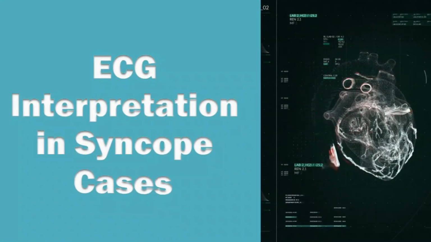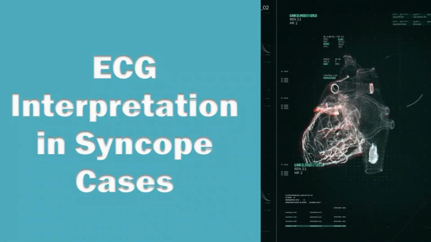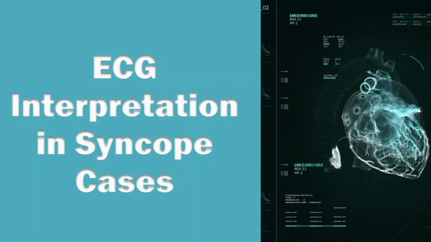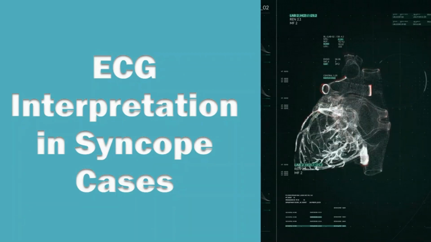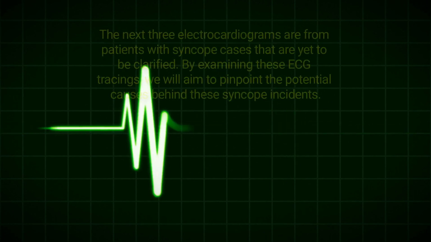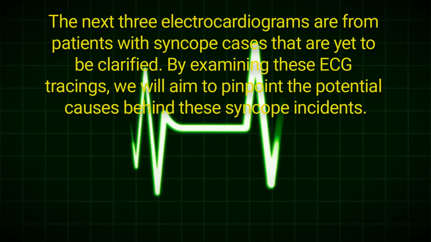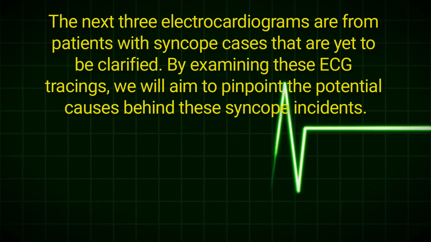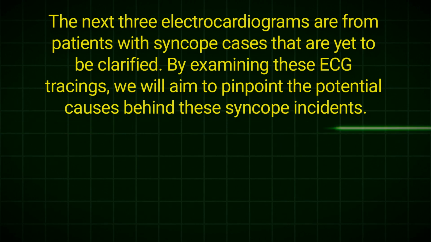Hello and welcome everyone. In today's video, we're focusing on a topic that sits at the intersection of cardiology and neurology, often shrouded in mystery: syncope. One of the most critical tools in our diagnostic arsenal for syncope is the electrocardiogram. In this video, we have 3 intriguing cases lined up, each presenting a unique ECG tracing from patients with unexplained syncope. Together, we will analyze these tracings, learn how to interpret them, and potentially unravel the underlying causes behind these syncope episodes.